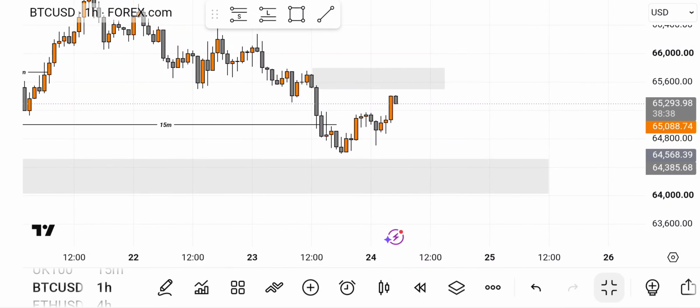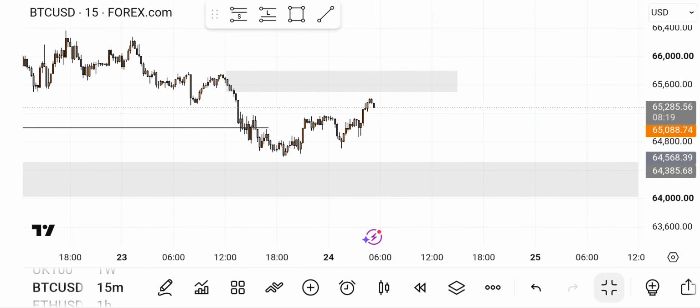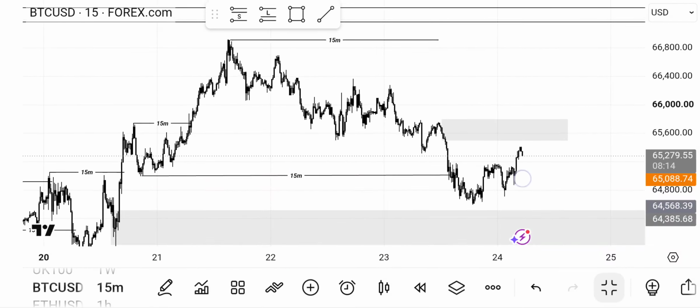Maybe this could be what actually propels price to come back down here before buying, or it comes down here before the actual buy. So that's it on the 1-hour time frame. Checking the 15 minutes, we have a new break here.